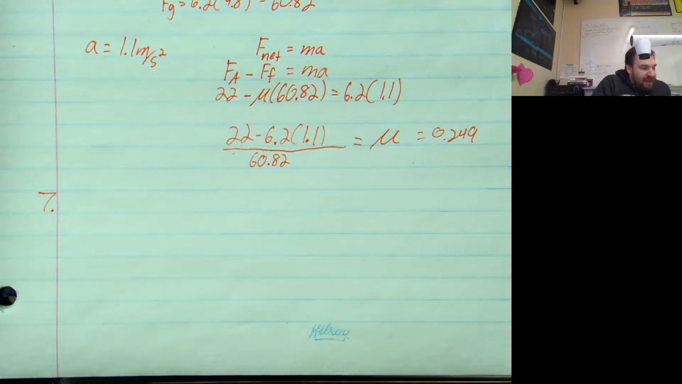A 1,250 kilogram car traveling at 60 kilometers per hour comes to a sudden stop in 35 meters. What is the coefficient of friction acting on the brakes? So we're going to assume here that this is a rolling stop, not a sliding stop, because we want to find the coefficient of friction acting on the brakes.